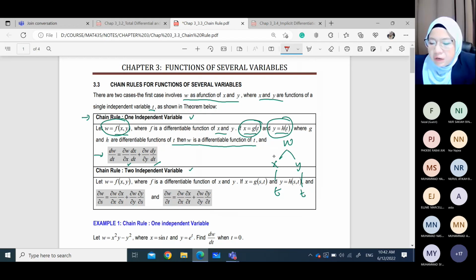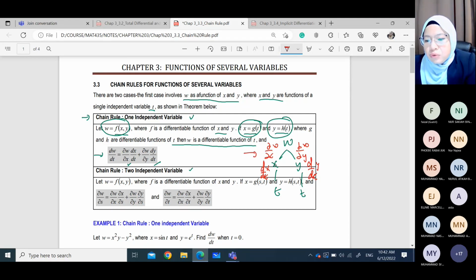So the process here is, for the first level, we differentiate with respect to X of W. And on the other side, we differentiate with respect to Y of W. And as we go down, in this level, we have the derivative with respect to T of X and the derivative with respect to T of Y. For the first level, we use del because W involves two variables, which are X and Y. And for the second level, the derivative with respect to T of X, we use D. We use D because we differentiate with respect to T of X and Y, where X and Y involve one variable only, which is T. So this is the notation difference between del and D.